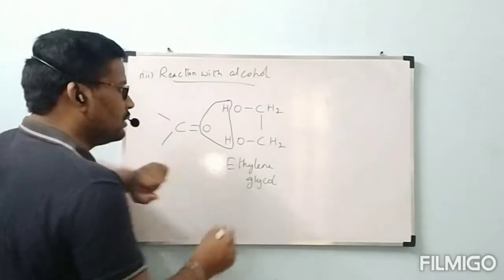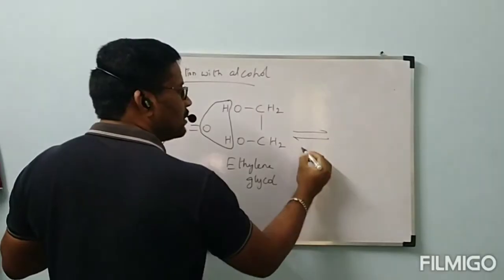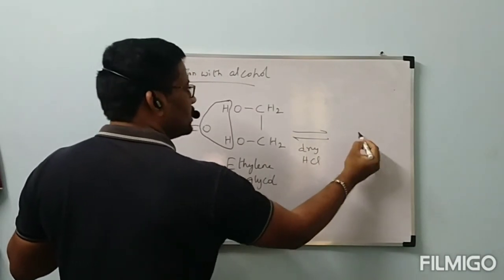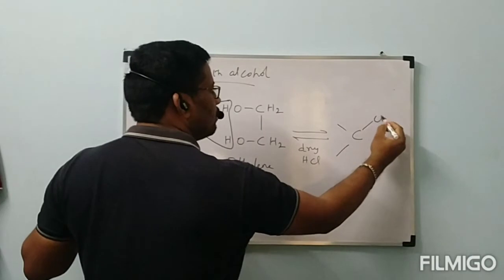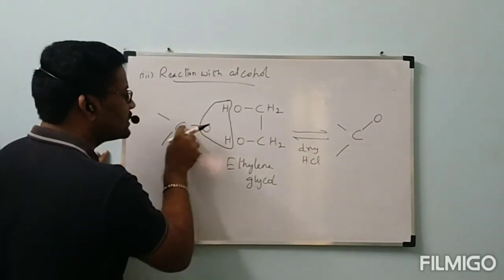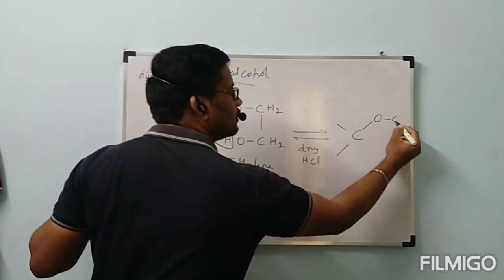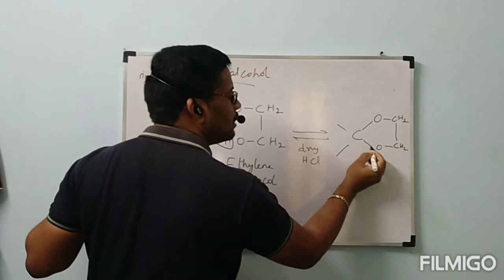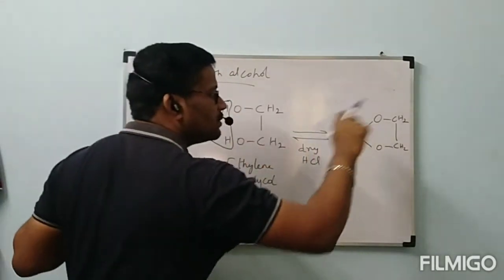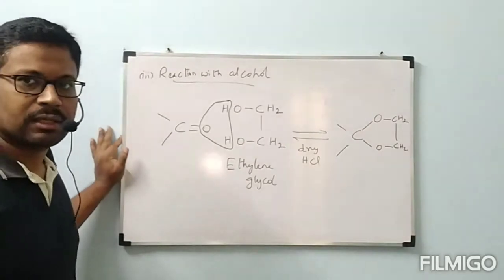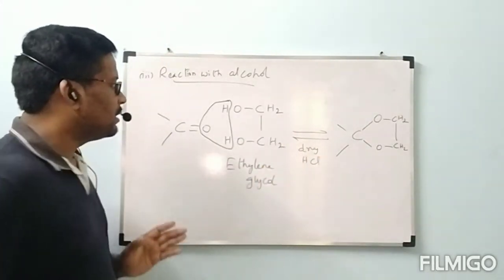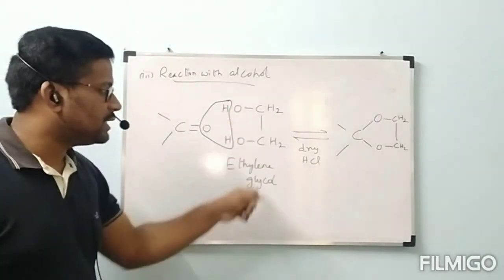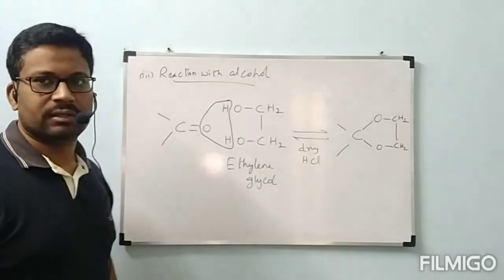Are you understanding? Now this is formed, and this also happens in presence of dry HCl. This carbon forms a bond with oxygen, CH2, oxygen, forming a closed ring structure. This is the way in which the aldehyde or ketone, this carbonyl group, will react with ethylene glycol to form this product.